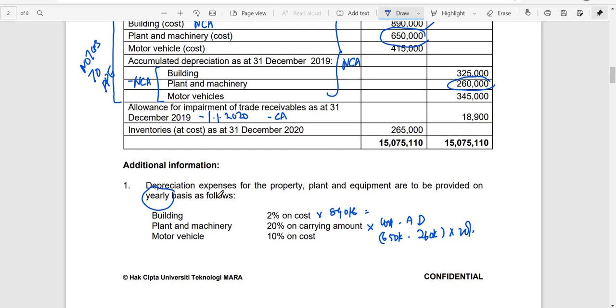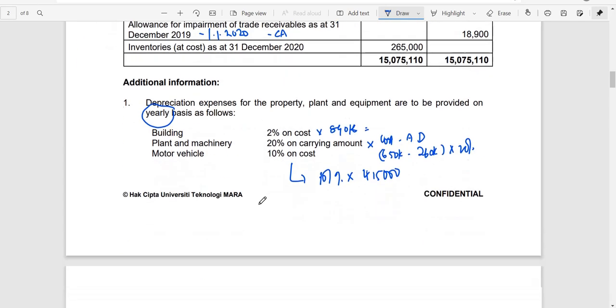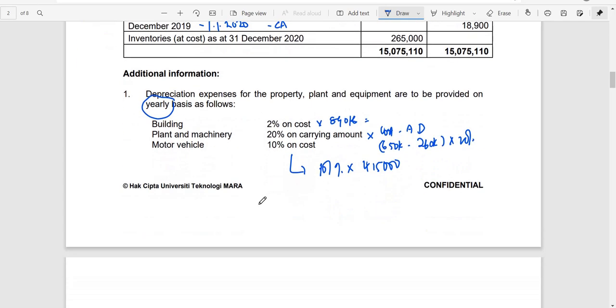Motor vehicle was on cost, so this would be 10% times the cost 415. So if you look, there is no other addition to the assets of this company or no disposal in this particular question. However, should you have any disposal or any addition of asset that happened during the year, you need to go and incorporate that. So let's just put the figures for this for a while.